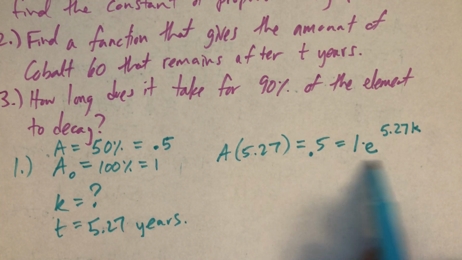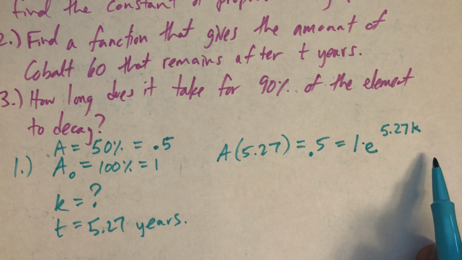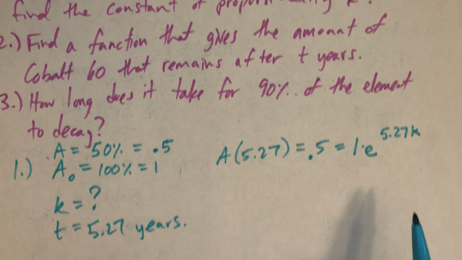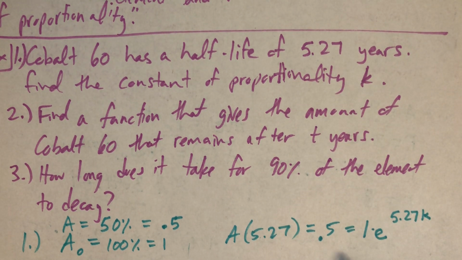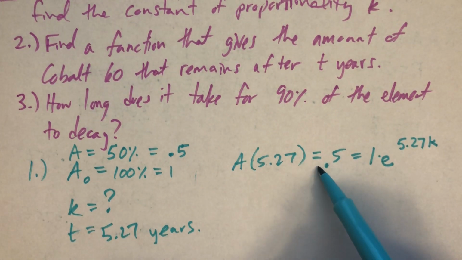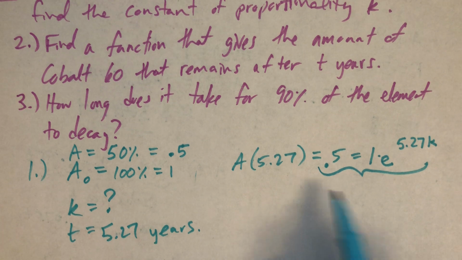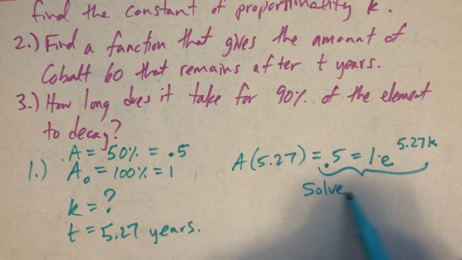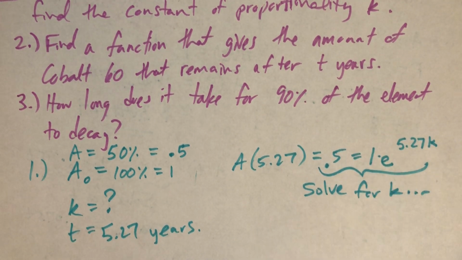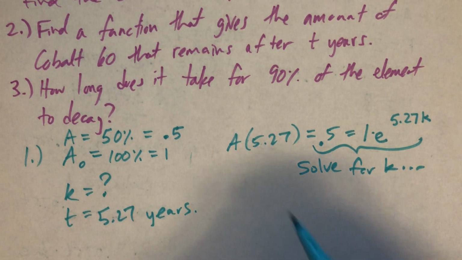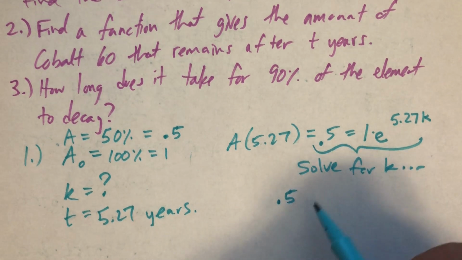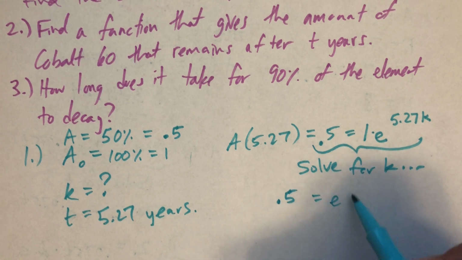And now we know that this relationship has to be true. So if cobalt-60 does have a half-life of 5.27 years, then this is mathematically what that's saying. So we can take this and just solve for K. And we can do that pretty quickly in the same way that we solved equations involving exponents.